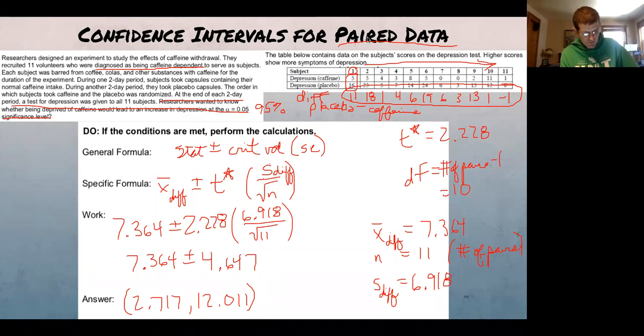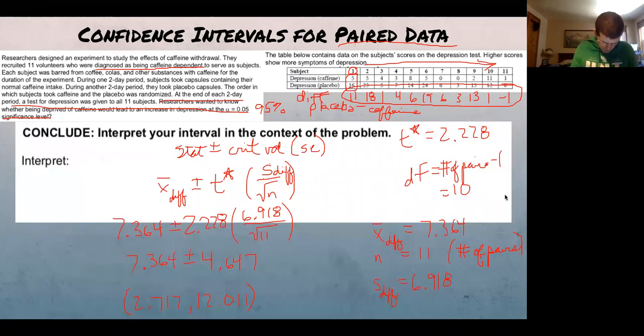Okay, so that's the confidence interval that we've created. This tells us that the true average change that someone's going to experience among people who are caffeine dependent when they don't have caffeine is they're going to feel depressed somewhere between 2.7 and 12.011 according to this test. So it looks like more symptoms of depression. Okay, I guess that's a sign not to get dependent on caffeine or always have caffeine available. You can choose how you interpret those results.